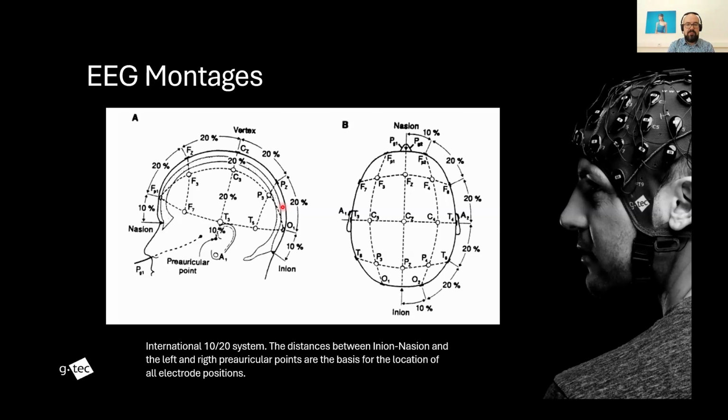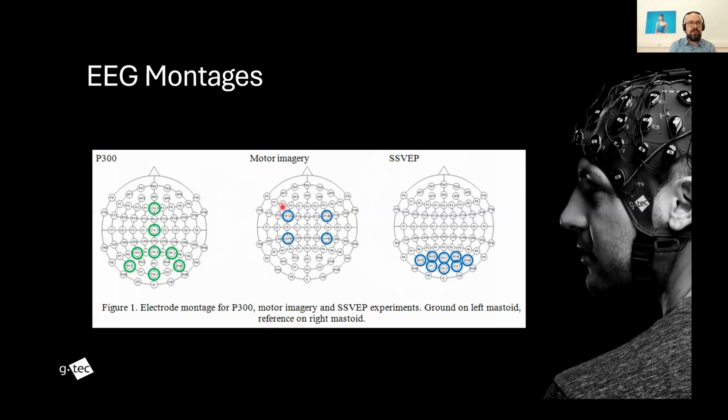And we will also have the opportunity to use the caps of g.tec, which already have these pre-positioned electrode positions printed on the cap. So why are EEG montages important? For example, you want to do a measurement for evoked potentials, visual evoked potentials. Which montage will you use, and where will most of the electrodes be placed?